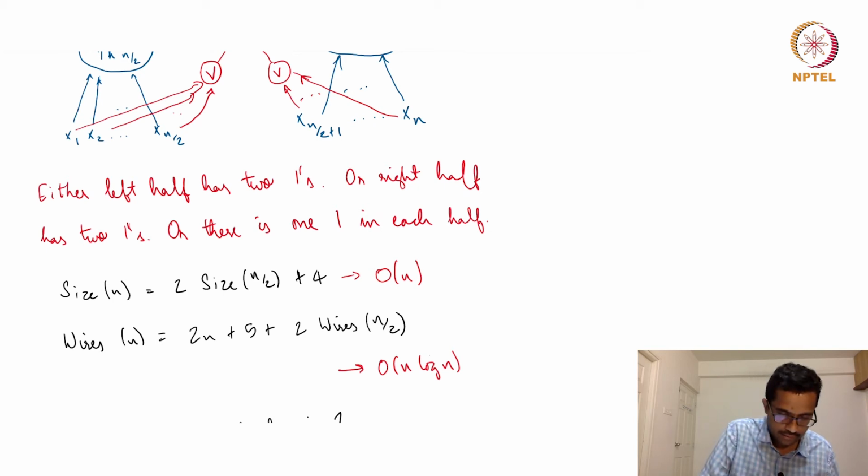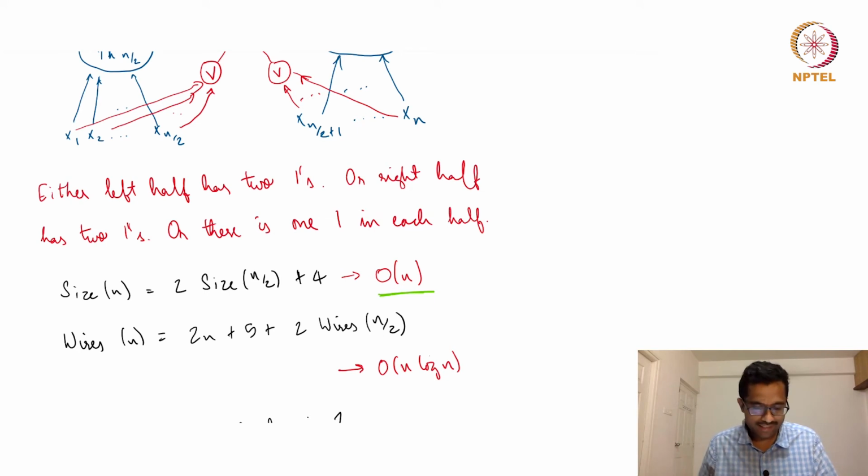So this is linear, order n, if you solve this recurrence. This is not very difficult to see, you can just try solving it yourself. This may also help you brush up on how to solve recurrence relations.